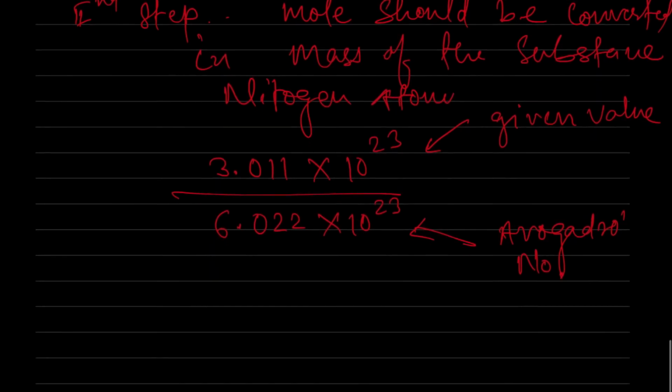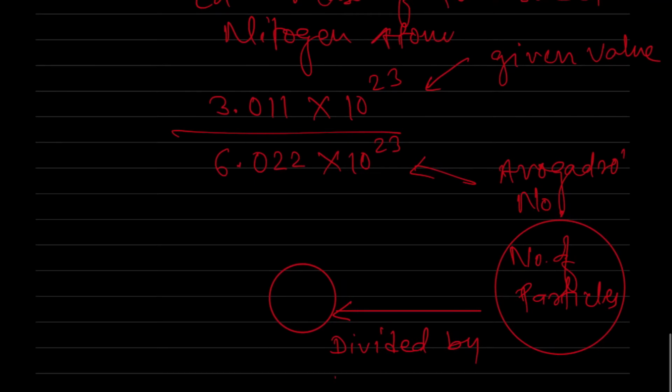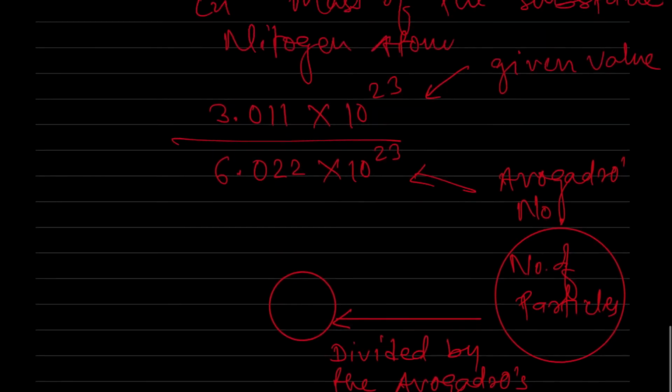And with this relationship, if we want to convert into moles, number of particles can be converted into moles by dividing by the Avogadro number. So here we are dividing this value by the Avogadro number.